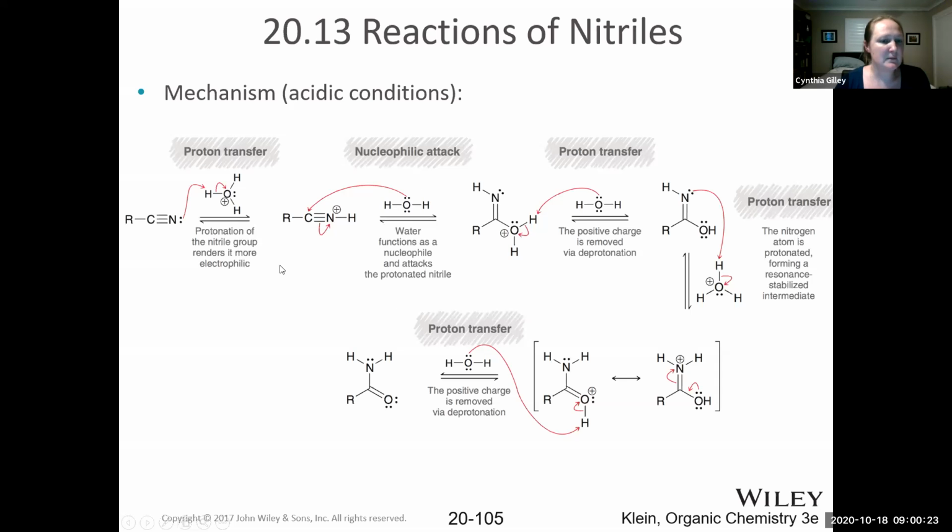The mechanism, we're just going to talk about the mechanism from the nitrile to the primary amide, because you can look back in the slides or your notes to look at the hydrolysis of an amide to a carboxylic acid. From the nitrile, there's a lone pair on the nitrogen that can get protonated under acidic conditions. That generates a much more electrophilic carbon here, which can then be attacked.